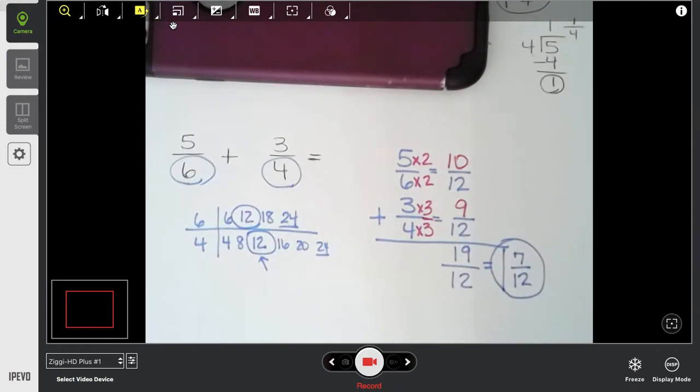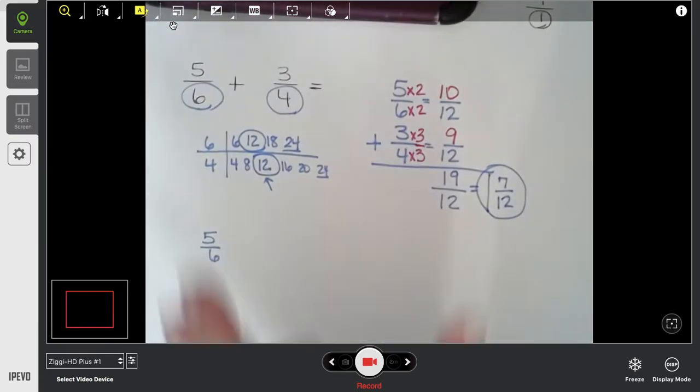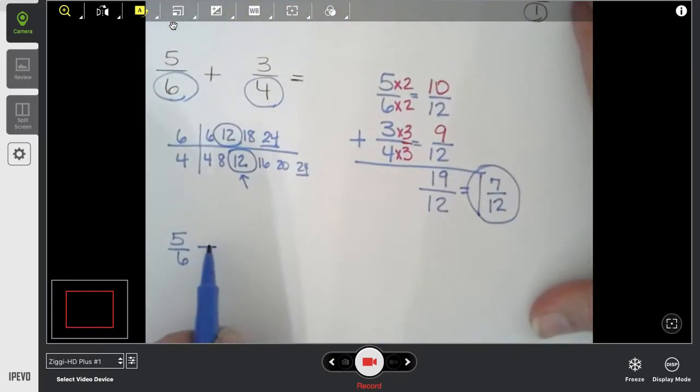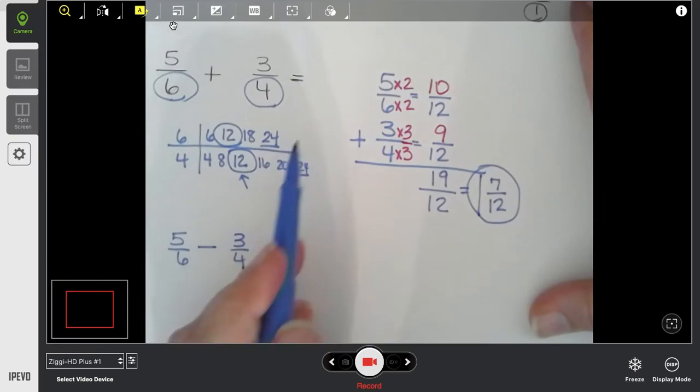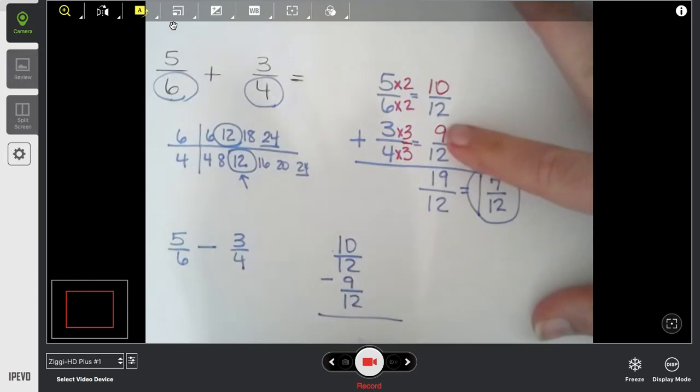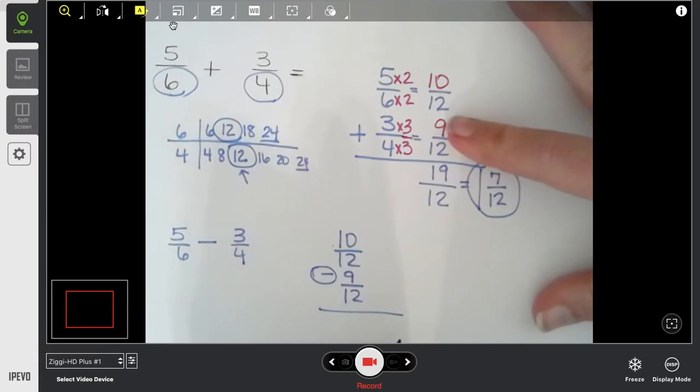If I'm going to subtract this instead, and instead it was 5/6 minus 3/4, it doesn't matter about adding or subtracting. I still have to do the same thing. I would have to make it 10/12ths minus 9/12ths the same way as I did when I was going to add them. The only difference is I would subtract the numerators instead of add them. So 10 minus 9 would be 1/12.